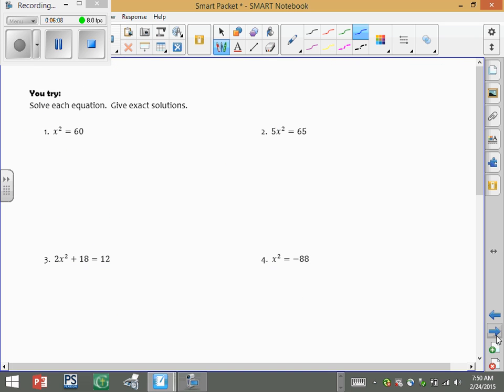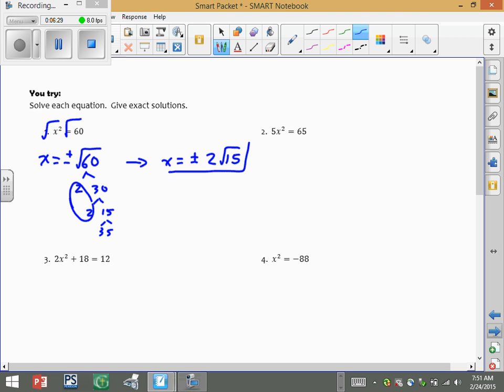All right. We'll do a couple more examples. Take the square root of both sides right here. So I'm left with x equals plus or minus square root of 60. Let's break 60 down. 2 and 30. We have 2 and 15. 3 and 5. So I can pull out the 2. So x equals plus or minus 2 root 15.